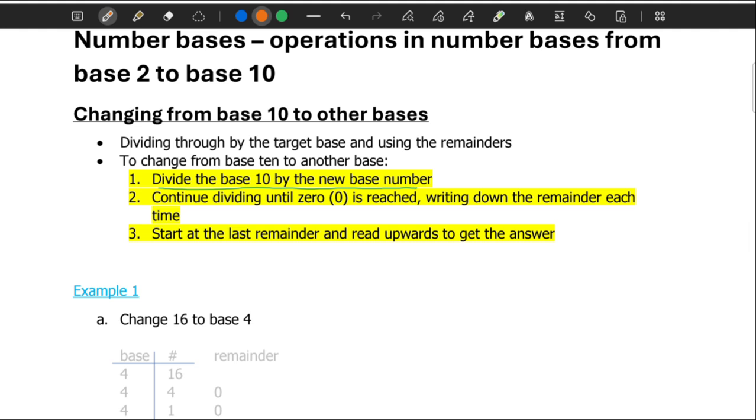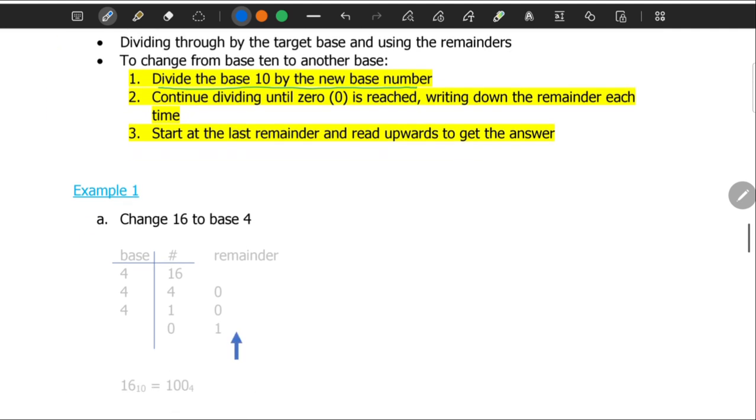So for number bases, the first one is about changing from base 10 to other bases. An ordinary number, let's say 15, is the same as saying 15 to base 10. We don't usually write the base 10, but it's always there for any ordinary number. If the base is written, then usually it's not base 10. To change from base 10 to another base, you divide by the new base, then continue dividing until 0 is reached, writing down the remainder each time. Then you start with the last remainder, reading upwards to get the answer.